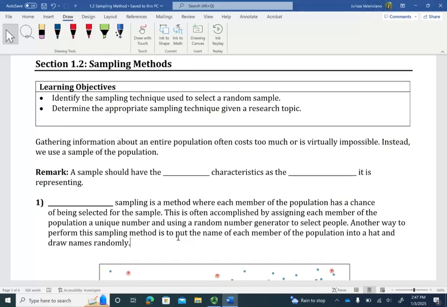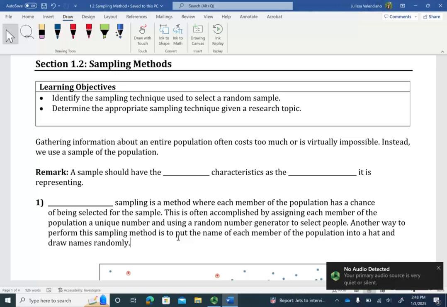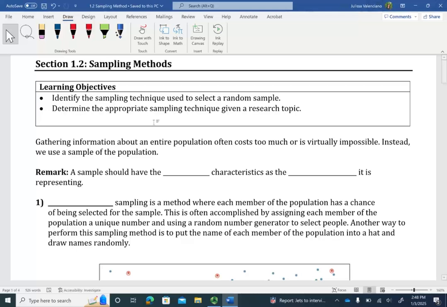So here are our learning objectives. Identify the sampling technique used to select a random sample. The second learning objective is to determine the appropriate sampling technique given a research topic. So why do we need to be able to select a sample? Well, because gathering information about the entire population is often very expensive or is sometimes impossible. So instead of studying the whole population, we use a sample of the population.